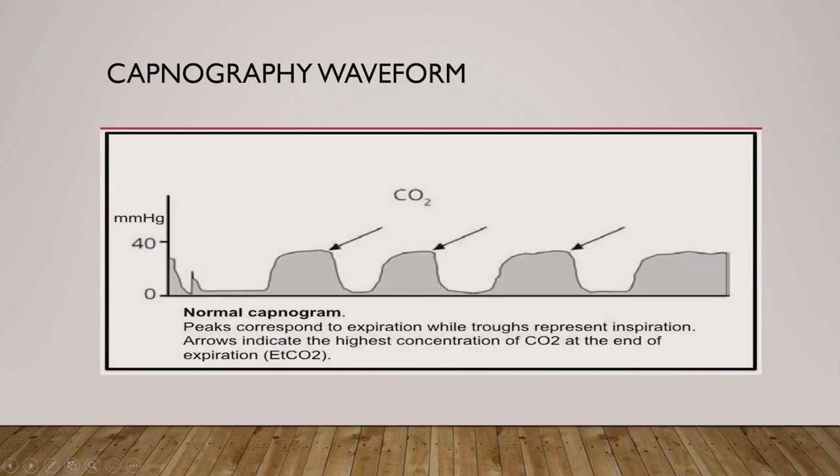So how do we interpret this capnography waveform? You can note that this is a breath, this is a breath, this is a breath. So this is the expiration, inspiration, expiration. The peak here corresponds to the expiration. The trough is the inspiration. And the arrows indicate the highest concentration of carbon dioxide at the end of the expiration.